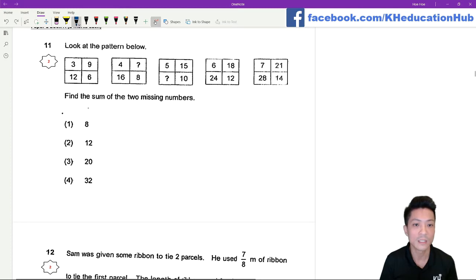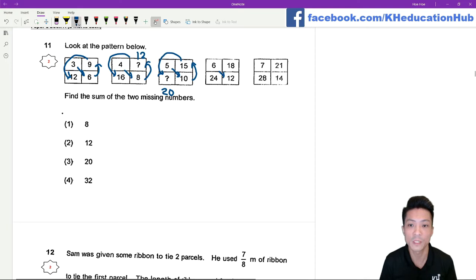Question 11. Look at the pattern below. In this case, 3, 6, 9, 12. We can see that 3, 6, 9, followed by 12. 4, 8. So this one, I suppose, is following the 4 timetable, right? 4, 8, this should be a 12. 5, 10, 15. This is the 5 timetable, right? This should be a 20.